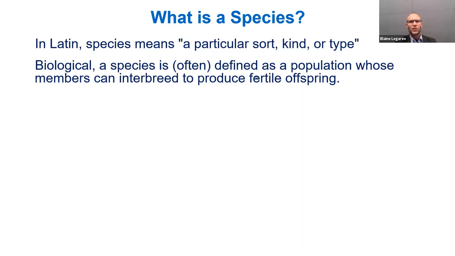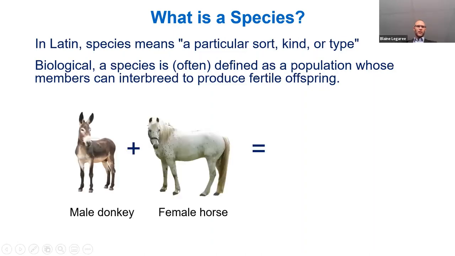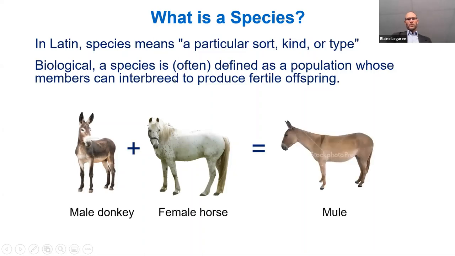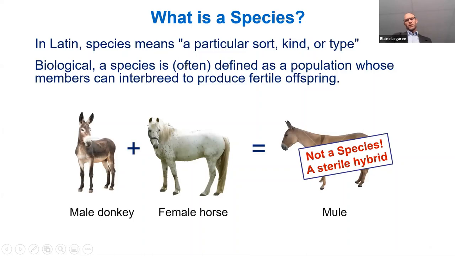So let's just take a look at an example of two species. There's a donkey, that's a species, and a horse, that's a species. And you may know what happens when you put these two together on a farm, you get a mule. So here's the thing. A mule is not a species because mules themselves cannot interbreed. You can't take two mules and put them together. They don't make baby mules. So it still is a living organism. It's just not a species because it can't interbreed. So this is kind of, like I said, the classical biological definition.